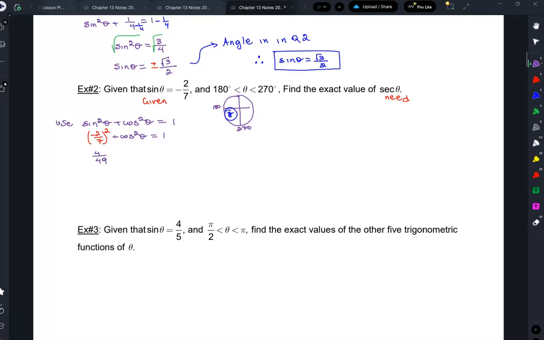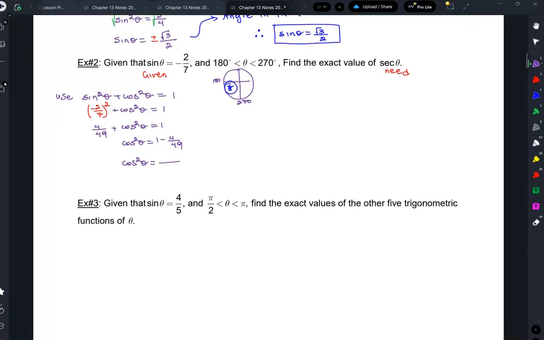Believe it or not, the majority of the mistakes happen there because people square incorrectly or when they subtract. And these are non-calculator questions, right? Because this is honors math. So plus cosine squared theta is equal to 1. Subtract 4 over 49. Cosine squared theta is 1 minus 4 over 49. We need exact forms, no decimals. So this is going to be positive 45 over 49.